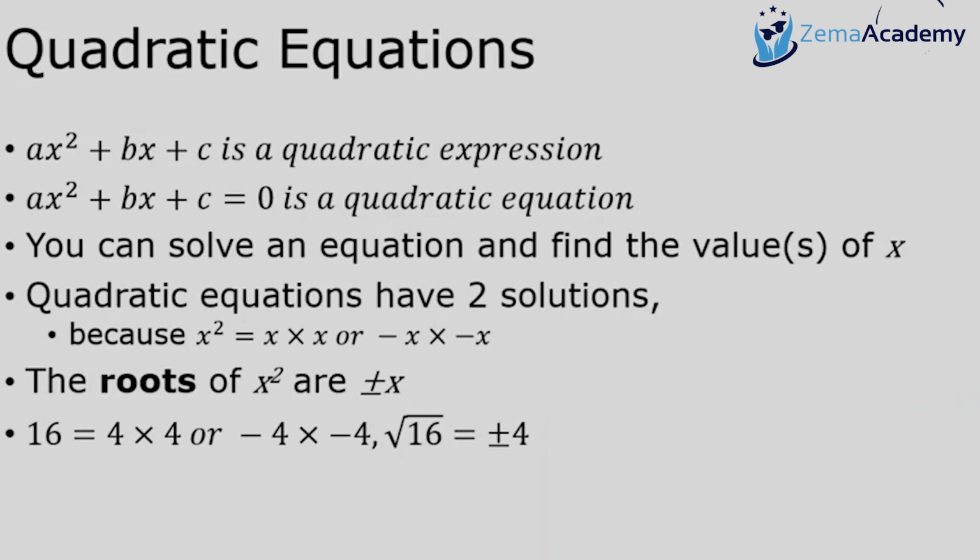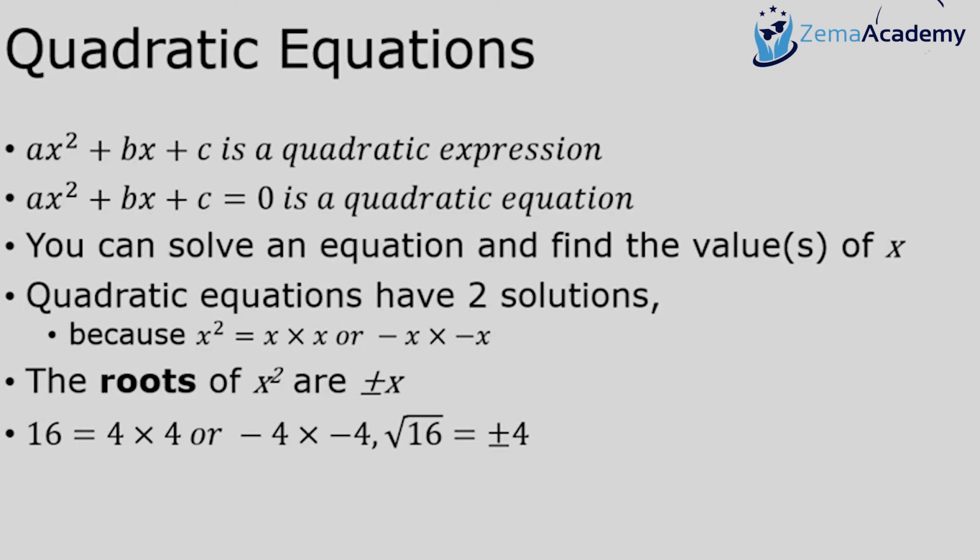Another type of equation we'll look at this week is a quadratic equation. Now, we've already explored quadratic expressions. Those are expressions in the form ax squared plus bx plus c. If we add an equals 0 onto that, so the form is ax squared plus bx plus c equals 0, that is a quadratic equation.